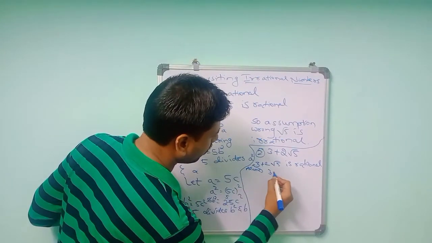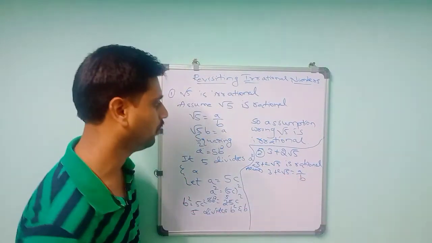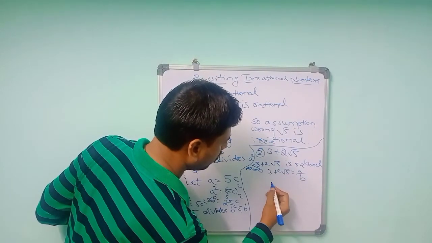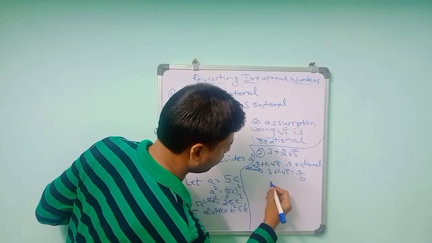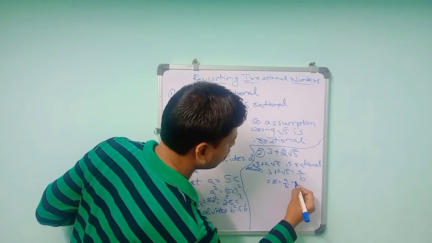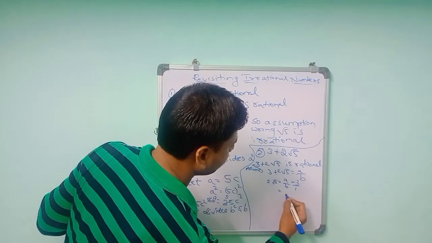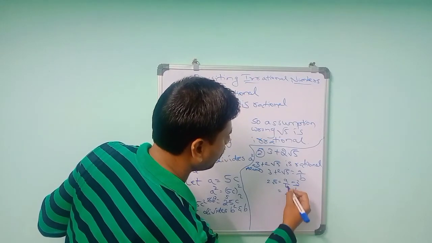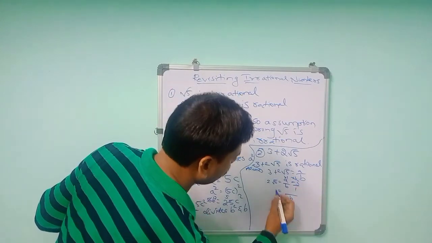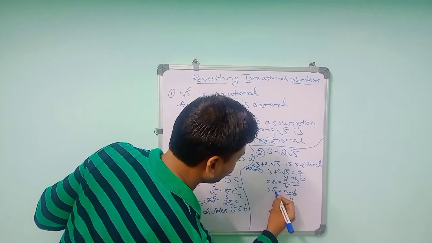Then it should be written in the form of a by b, because rational means p by q only. In terms of p by q, I have written a by b, which are co-primes. Then 3 plus 2 root 5, so 3 I have to send this side. 2 root 5 is equal to a by b minus 3. So you simplify this. b and a by b is there, 1 is there, so LCM will become b. So to make it as b, you have to multiply by b. So it will become 2 root 5 is equal to a minus 3b by b.